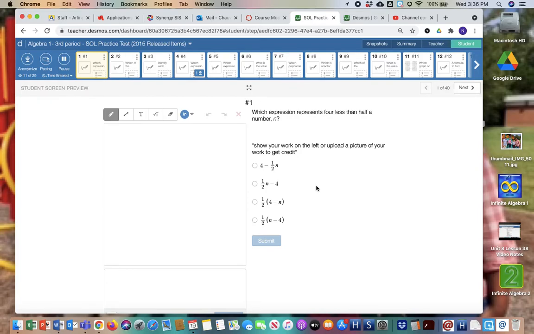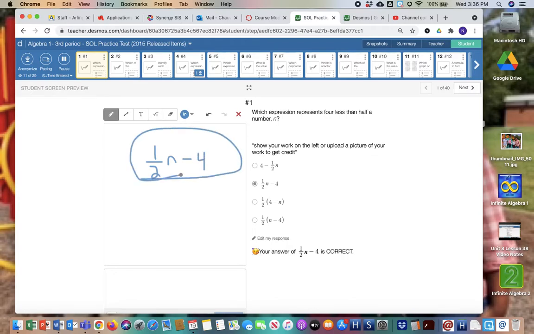Alright, so here first it says which expression represents 4 less than half a number n. So 4 less than half a number n. Okay, so my answer should be right here, but in terms of doing my answer, I'm thinking 4 less. Well, first off, what's half of a number, right? Half a number. So I need half of a number, and specifically here it says half a number n. Well, now I want 4 less than half of a number n, so I want 4 less than this. So I need to take 4 away from it.